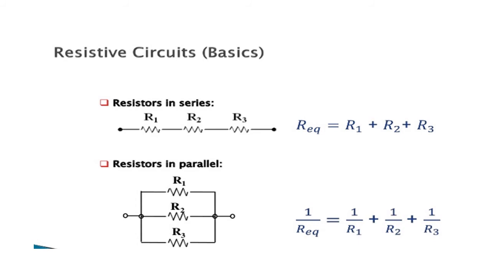Resistive circuits. Let me see the resistors in series and resistors in parallel. In the series combination, if the resistors are connected end to end, the combination is said to be series. The voltage source is connected between the free ends. Refer that the resistors R1, R2 and R3 all are connected end to end. The free terminals A and B are connected to the voltage source. So here we can find that R equivalent is equal to R1 plus R2 plus R3.